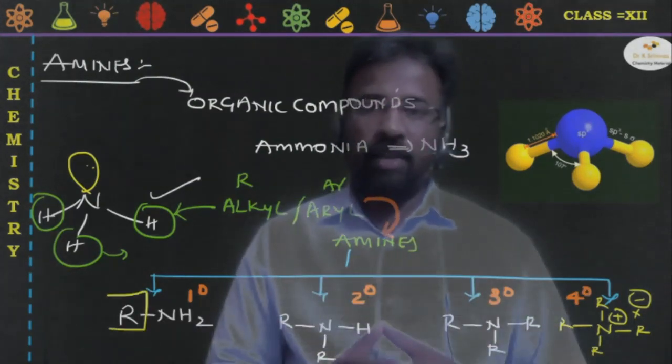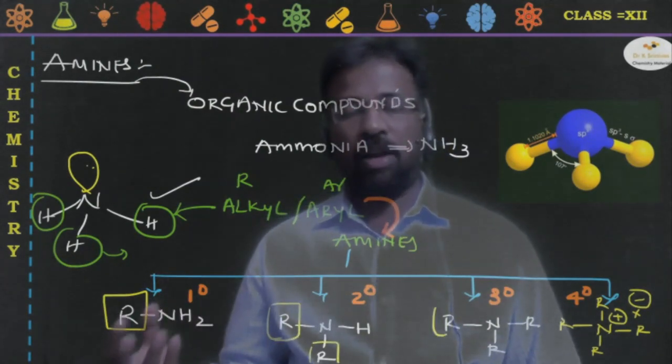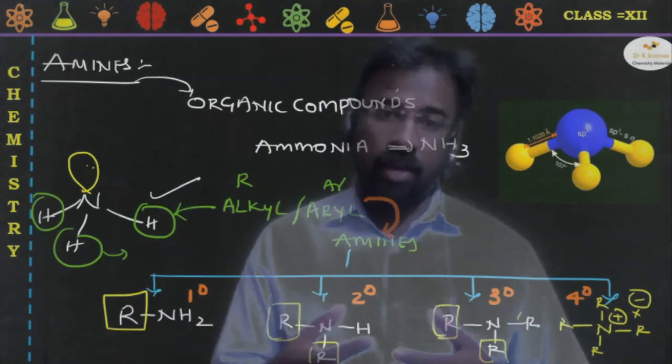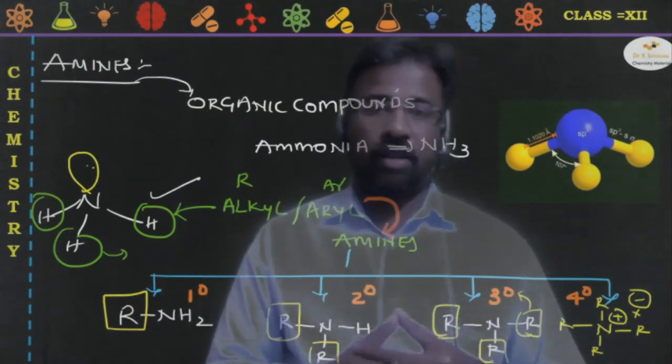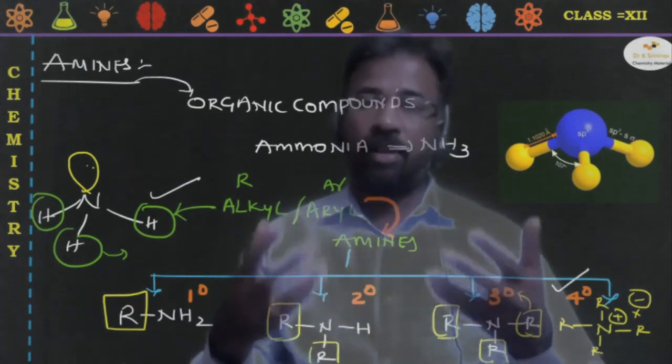How do we identify them when they are given? Just check these R groups. How many R groups or how many Ar groups are there on the particular nitrogen? Then you can easily identify whether it is primary, secondary, or tertiary.